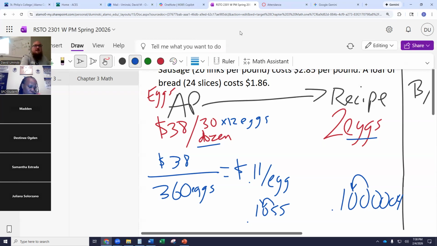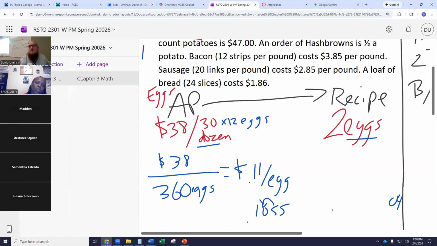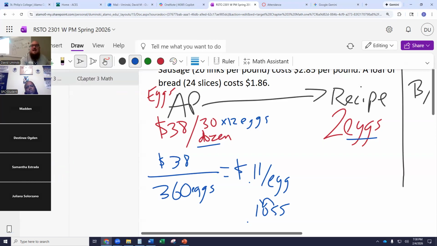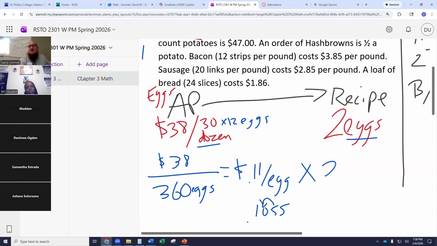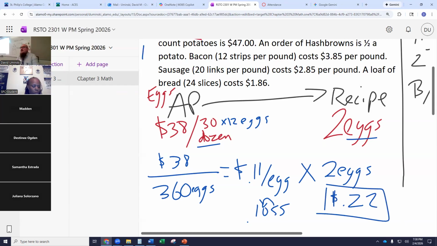All right, let me get my eraser. Okay, so now that we have 11 cents per egg, we can multiply by the two eggs. And my answer is 22 cents. So that is the cost of my ingredient of two eggs, right? Because one egg costs 11 cents, and I need two eggs for my recipe. That's 22 cents. Questions, comments, concerns about this?